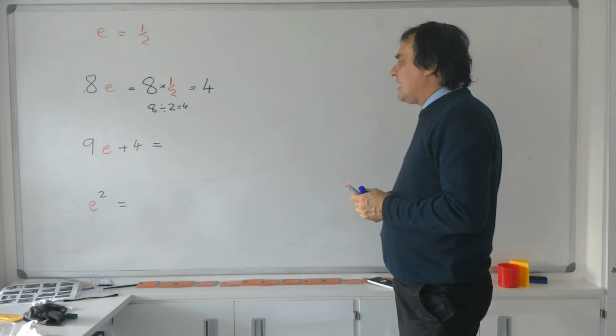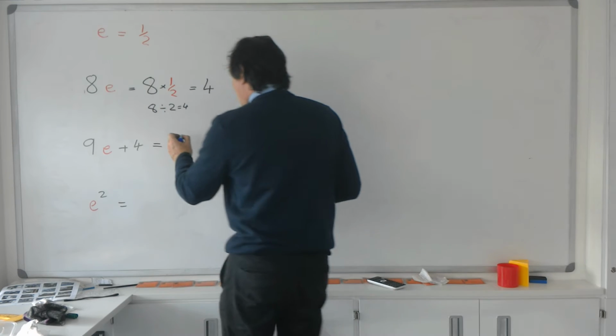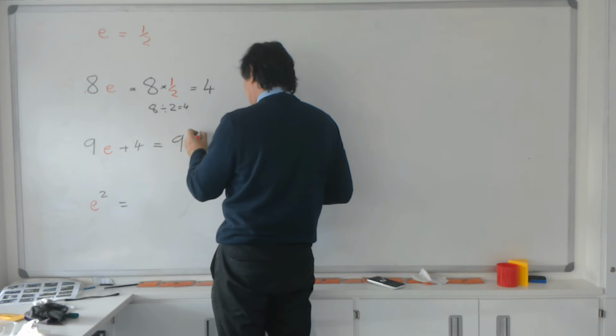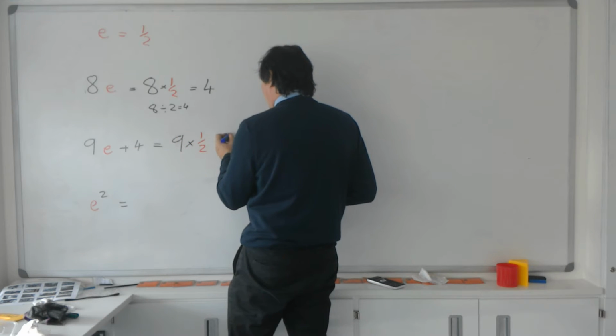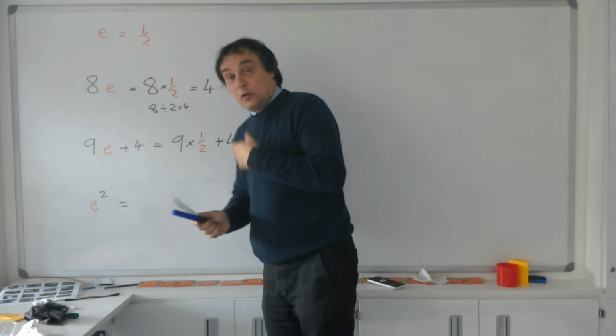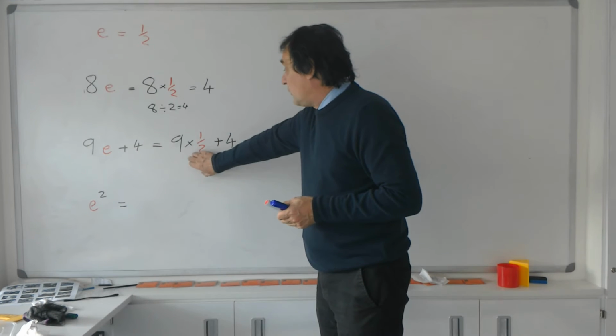If we've got 9e plus 4, a little bit of work to do here. So it's going to be 9 multiplied by half, and we're going to add 4 to the answer. So remember the 4, it's got nothing to do with substitution. It hasn't got a letter by it. We're just going to add 4 onto the answer we get here.